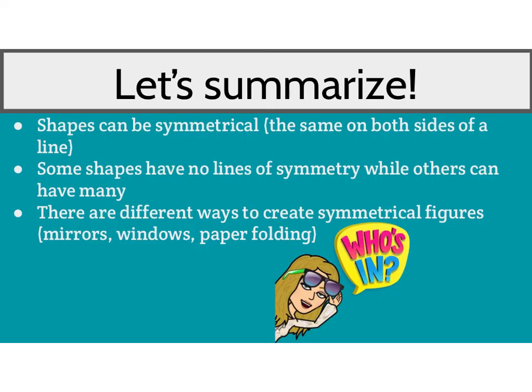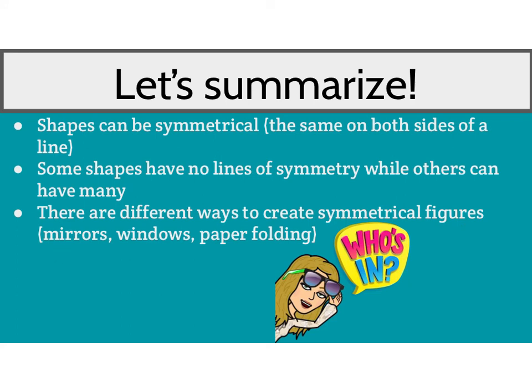So let's summarize what we've talked about today. Shapes can be symmetrical, meaning the same on both sides of a line. Some shapes have no lines of symmetry, which we saw at the beginning, while others can have many. A circle would be one of those. There are different ways to create symmetrical figures.